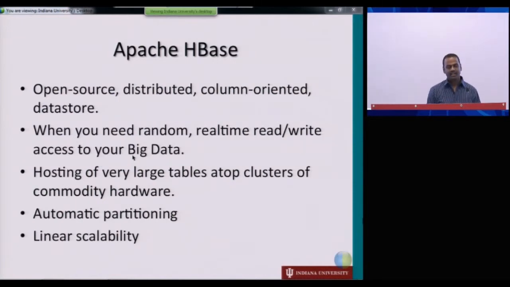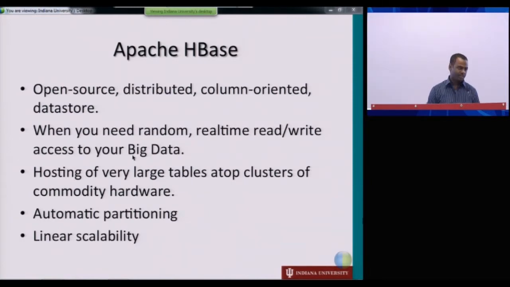HBase is ideal if you want random, real-time read and write access to your big data. If you don't need random read and write access, you can just use normal Hadoop HDFS, which supports sequential reads. But the good thing about HBase is you can do these real-time random reads and writes. HBase is also really good at hosting very large amounts of data. When you talk about tables in HBase, we are talking about billions of rows and millions of columns at that scale, distributed across hundreds of instances.